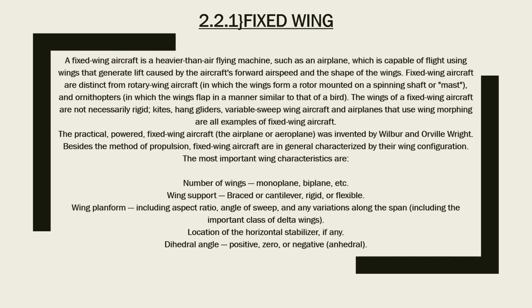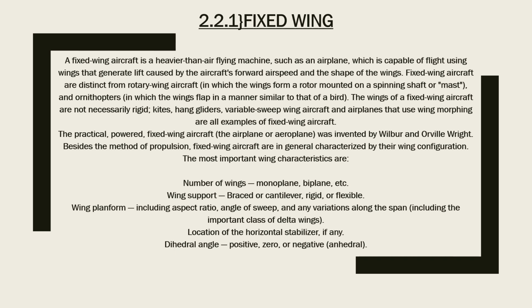The wings of a fixed-wing aircraft are not necessarily rigid. Kites, hang gliders, variable sweep-wing aircraft, and airplanes that use wing morphing are all examples of fixed-wing aircraft. The practical, powered fixed-wing aircraft was invented by Wilbur Wright and Orville Wright. Besides the method of propulsion, fixed-wing aircraft are in general characterized by their wing configuration.